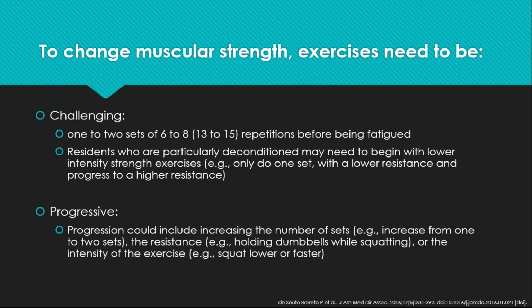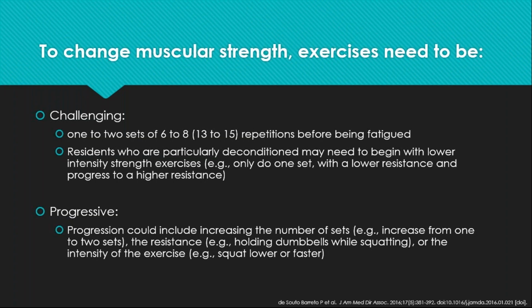So if they can do a squat or a sit to stand, no problem. 15 repetitions is a breeze. Then you could add some weight so that they're holding a dumbbell while they're doing it. Or the intensity of the exercise. So for example, if we talk about the squats, squatting lower or faster.